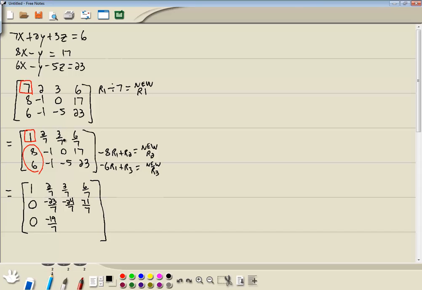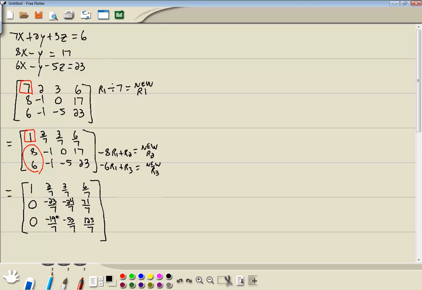Now we're going to take negative 6 times 3 sevenths and then add the negative 5. So negative 6 times 3 sevenths, add the negative 5, then math, enter. Negative 53 sevenths. Okay, now we'll take negative 6 times 6 sevenths and add 23. So negative 6 times 6 sevenths and add 23. Then math, enter, and we get 125 over 7.